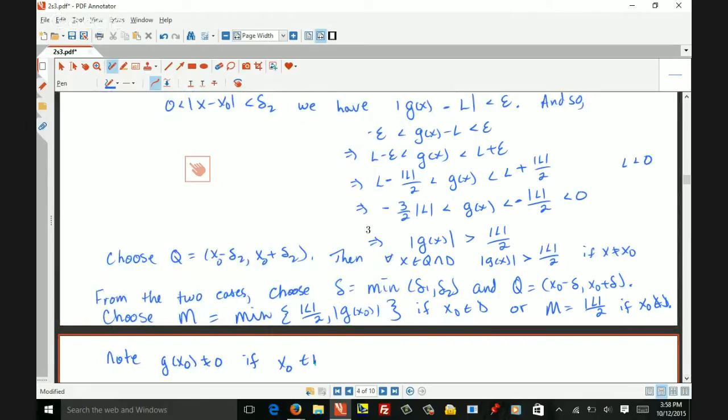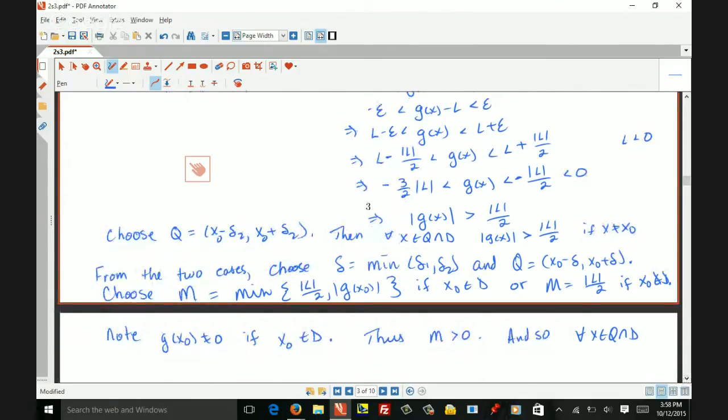By hypothesis, if x naught is in D, then g of x naught is not equal to 0. Thus, M is strictly bigger than 0. And so, for all x in Q intersected with D, we have g of x in absolute value is greater than or equal to M, as desired.